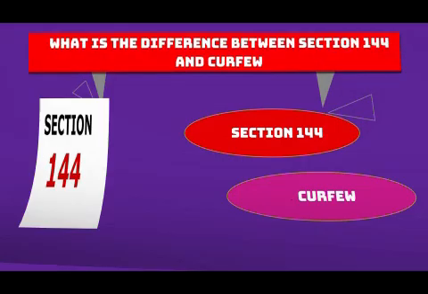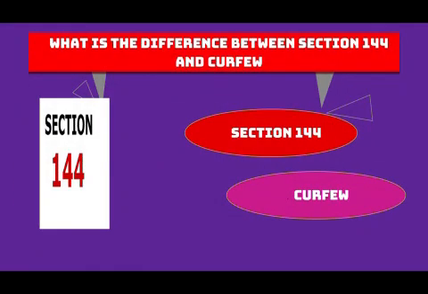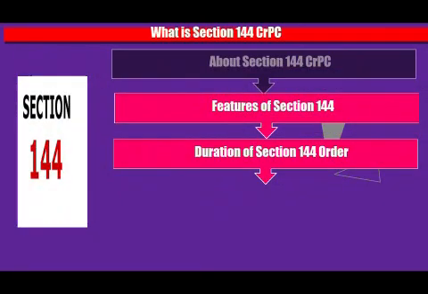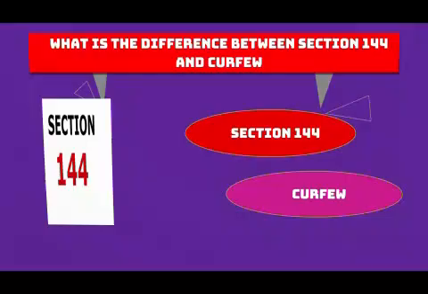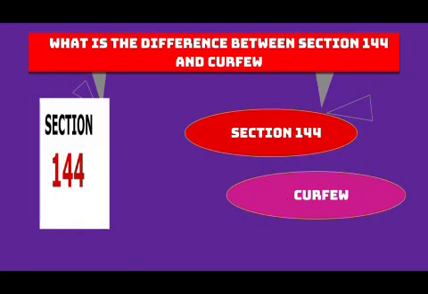And what is the duration of this section? No order under this section can remain in force for more than 2 months. So only 2 months is possible. At the state government's discretion, it can choose to extend the validity by two or more months. The maximum validity extendable for 144 is only around 6 months. And once the situation becomes normal, Section 144 can be withdrawn. So these are the duration of the section. You must know the features and duration of 144 CrPC.